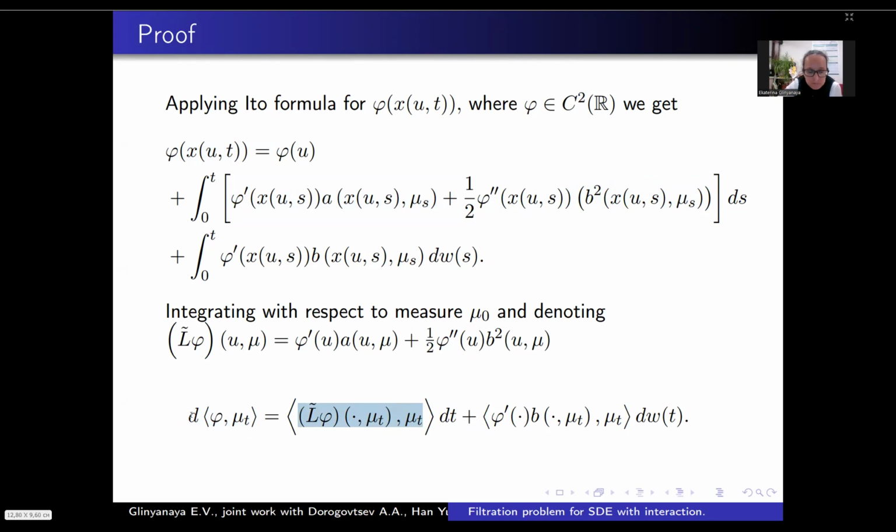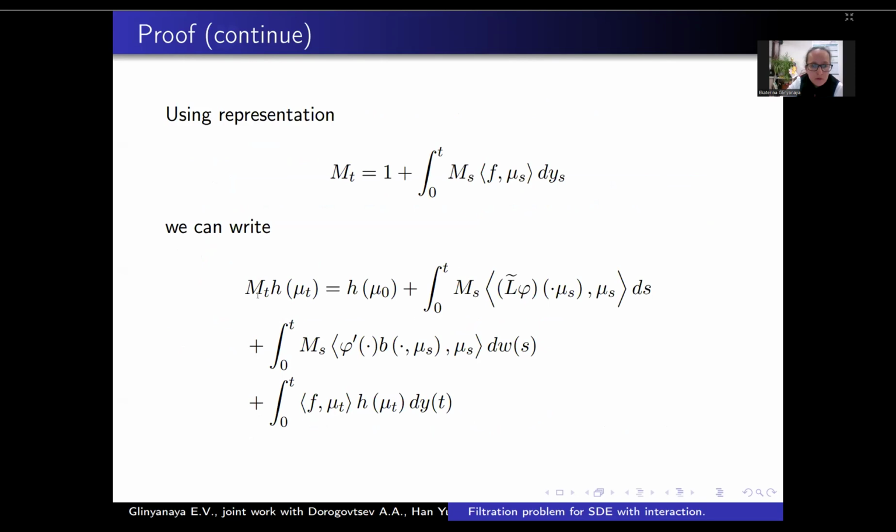So this is a differential of a function of measure, and now, as you remember, for a normalized filter we need to find the conditional expectation of Mt, the stochastic exponent, times a function of measure. And recall that we have this representation for the stochastic exponent. By Itô formula, we can write the product in such form.